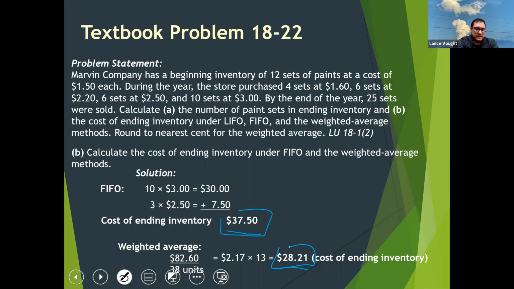So the reason why these are more expensive is because the ones at the end of the year tended to be more expensive, because the cost went up throughout the year. And then weighted average is just taking the sum of the total costs and dividing it by the number of units. So any questions about how to solve that?